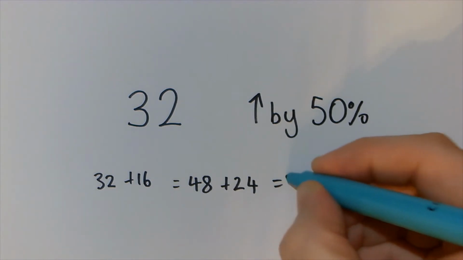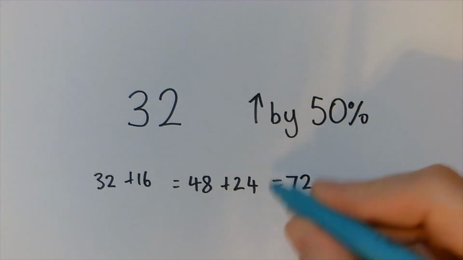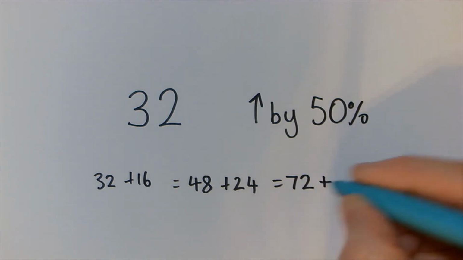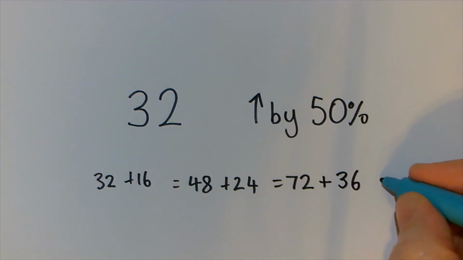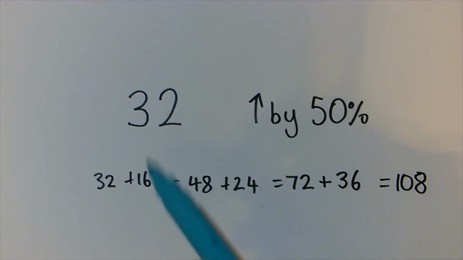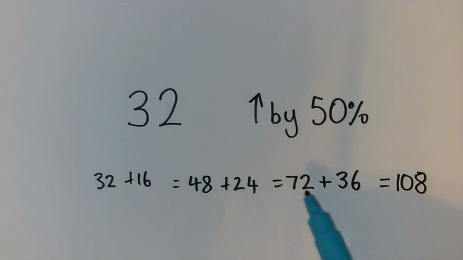These two added up make 72. So another one, we need to have 72. We need 50% of that, and we need to add on half of this, which is 36. And when you add these two, you end up with 108. So we started with 32, the first year, the second year, the third year. Well done, fantastic if you got that. Now this one's for big boys and girls.